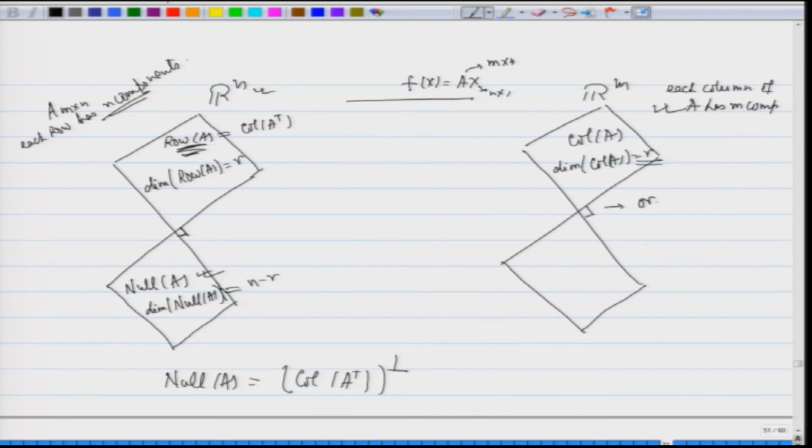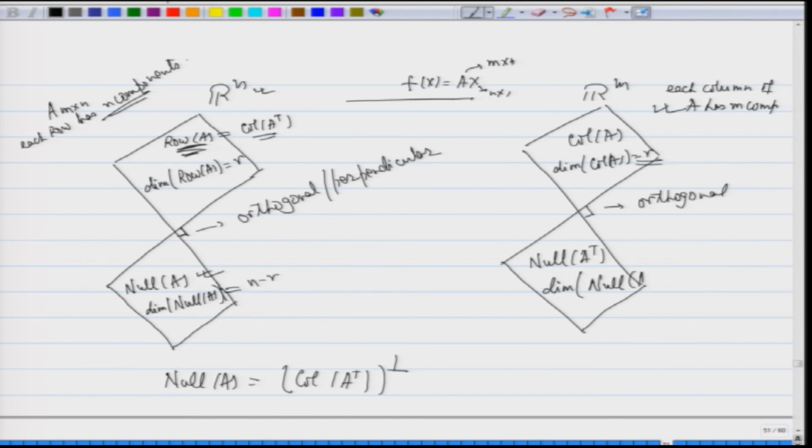Orthogonal, or perpendicular. You have the column space here, and the row space, or column space of A transpose. From A transpose you went to A. Similarly, from A we have to go to A transpose, so I have to go to the null space of A transpose, and the dimension of the null space of A transpose is m minus R. Here it is m, here it is n. You have to be careful that there are two different numbers here, even though at the top there are the same numbers. So this is the picture of the fundamental theorem of linear algebra.